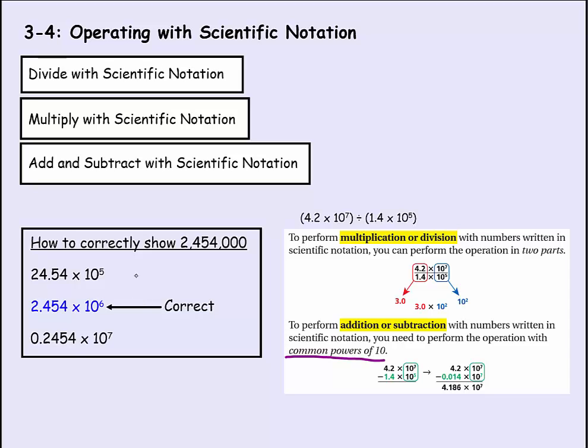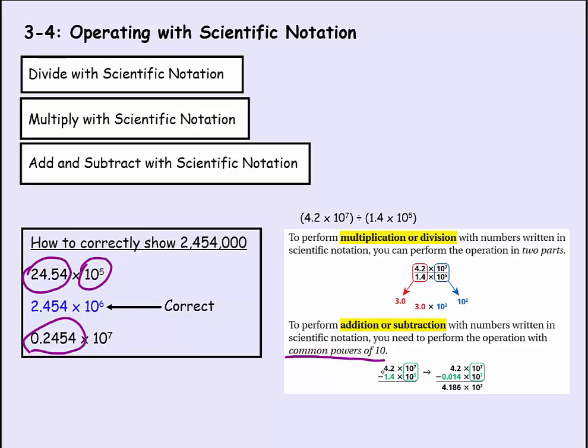See, I can make this number 24.54, move that decimal over, and since I made this 10 times as big, I need to multiply it times 10 one less time. So a way to think about that is if I make this number 10 times bigger, I need to make this 10 times smaller, or drop the power one. The opposite is true as well. Here I made this 10 times smaller than this one, so therefore I need to multiply this times 10 one extra time to keep this being the same number.